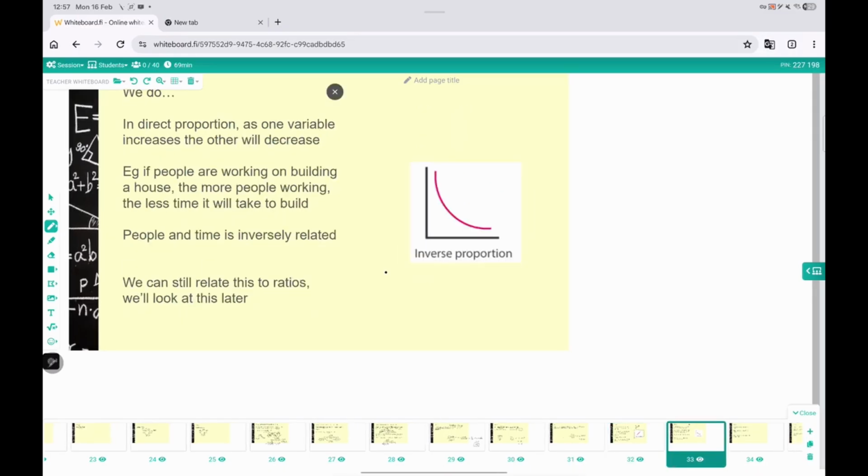Right, inverse proportion. That's supposed to say inverse. It can sometimes be described as indirect, I think, but inverse more commonly. Inverse proportion, as one variable increases, the other will decrease. So a common one is work and time. If people are working on building a house, the more people working, the less time it will take to build. So people and time are inversely related. We can still relate this to ratios, but we'll come to that later.